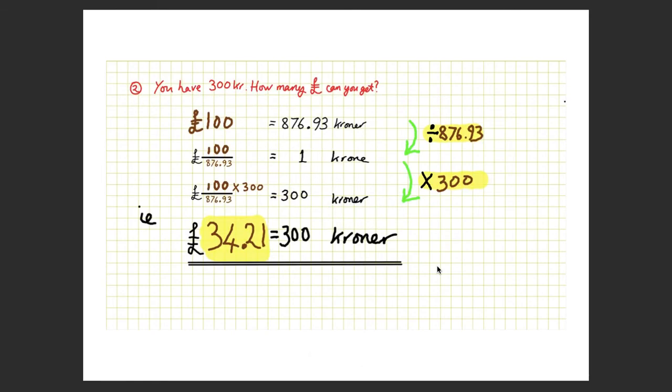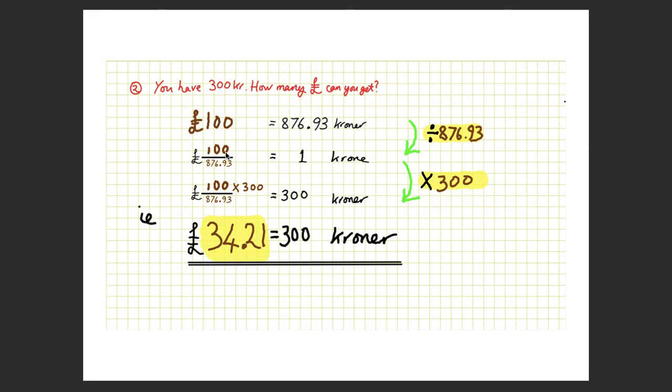And moving on to example 2. You have 300 krona. How many pounds can you get? So again, the exchange rate that we're given is that £100 is equal to 876.93 krona. I want to know this time what 300 krona is worth, so I'm going to first figure out what 1 krona is worth. So I'm going to divide everything by 876.93 to get from the 876.93 krona to the 1 krona.